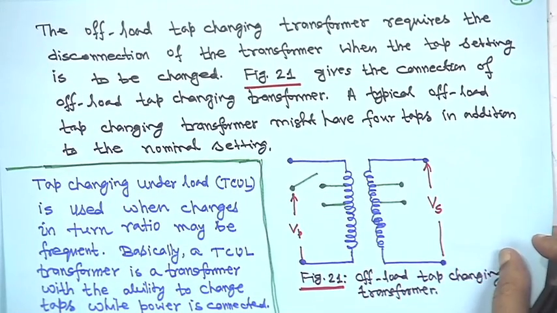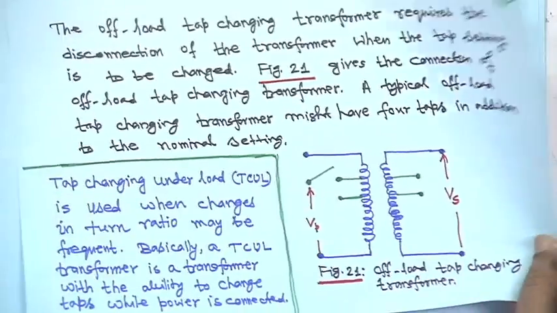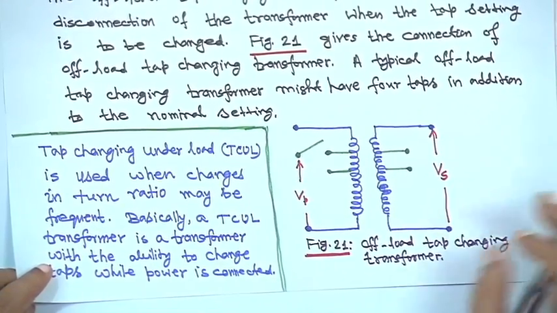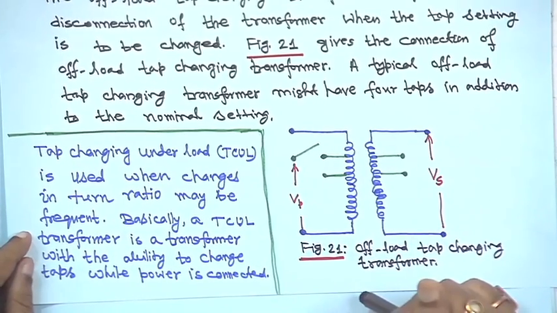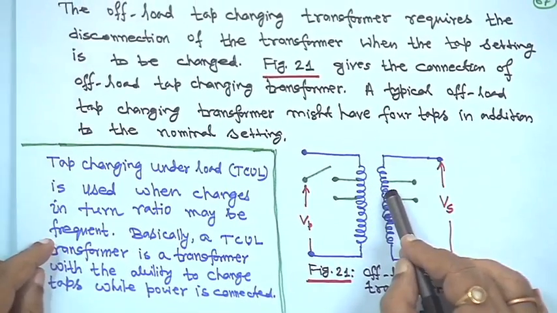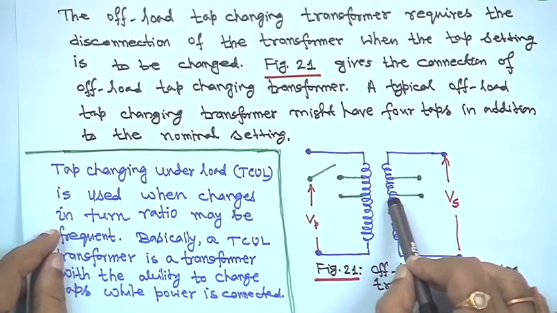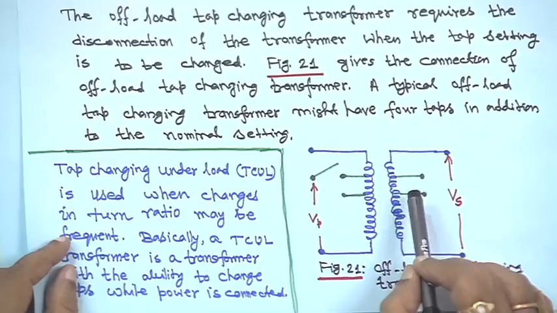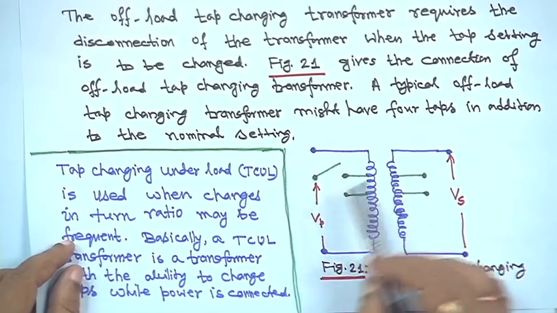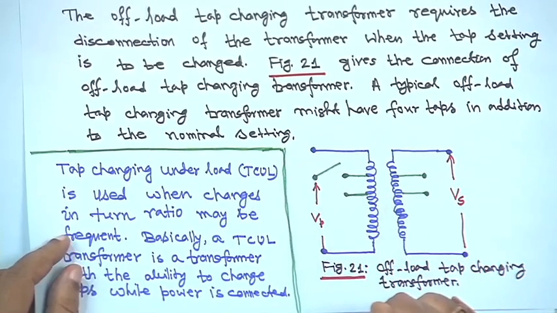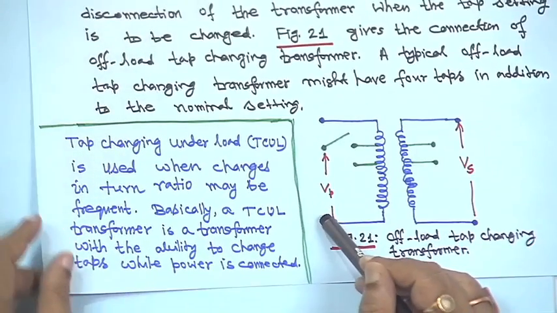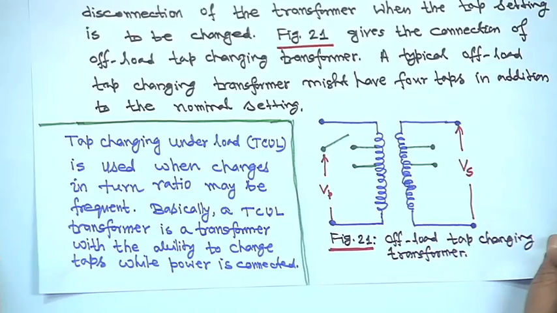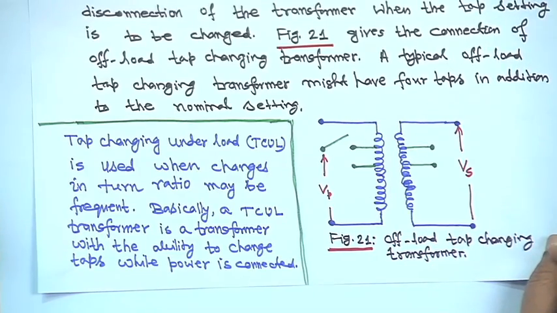Now, next is the TCUL, that is tap changing under load, which is used when changes in turns ratio may be frequent, that means when you want to change the tap ratio frequently. It is not very frequent, because every time you have to switch on or switch off, right. But when it is necessary to change the tap frequently, at that time you have to do it online. So, it can change while the supply is connected to the transformer.